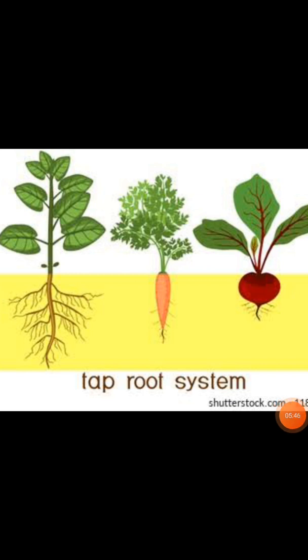So can you see the picture here in front, children? The main root is thinner, and you can see many other root branches to it and the root hair. And here carrot and beetroot, they themselves are the roots, and we can see the root hair connected to them.